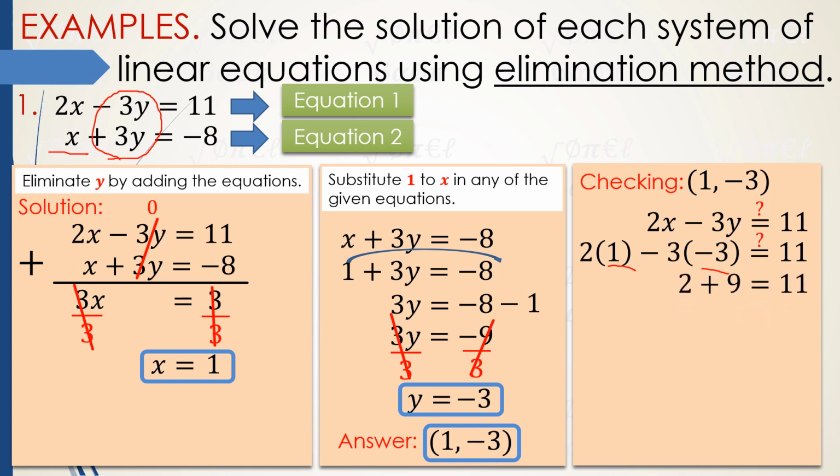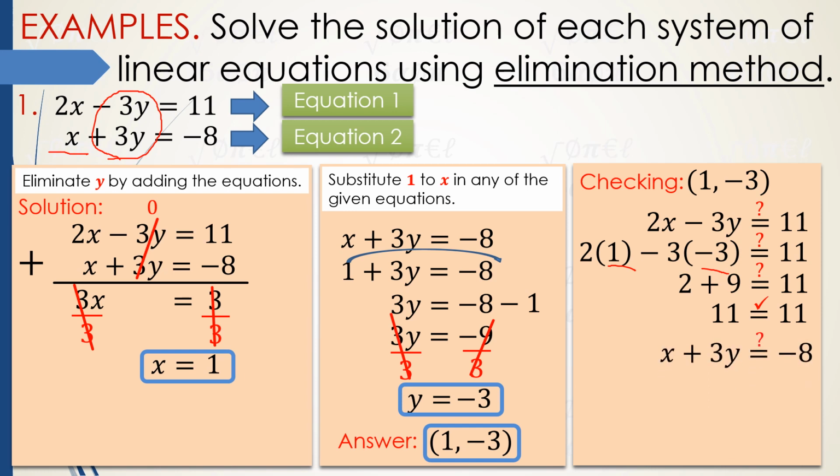Okay, so 2 times 1 is 2. And then, negative 3 times negative 3 is positive 9. So, that is 2 plus 9. Is that equal to 11? 2 plus 9 is 11, which is equal to 11. So, tama. So, isang equation pa.